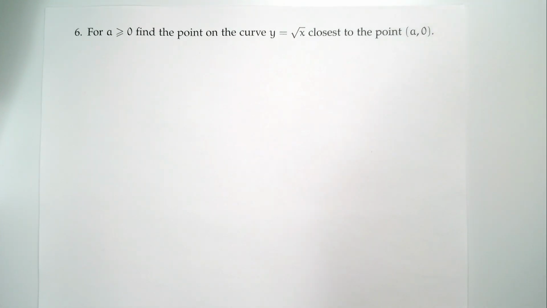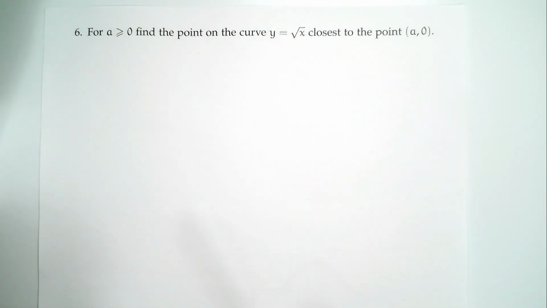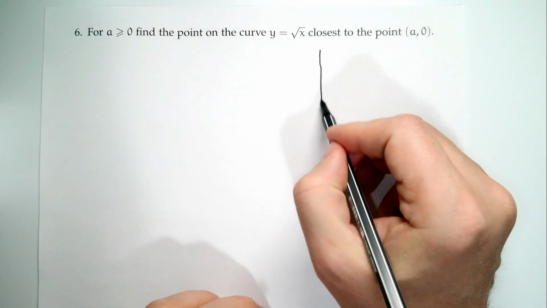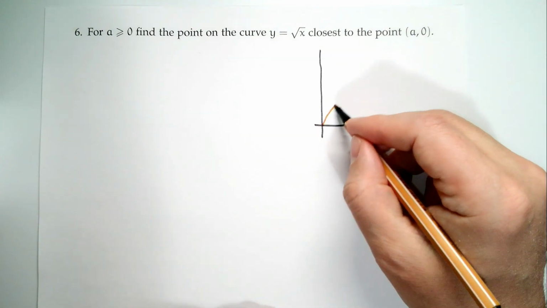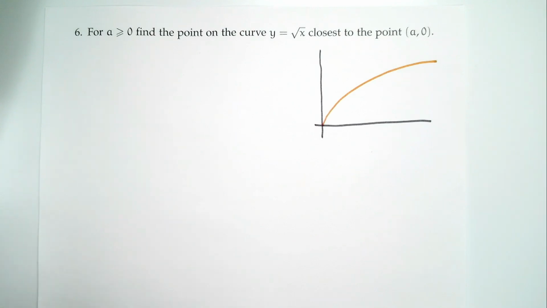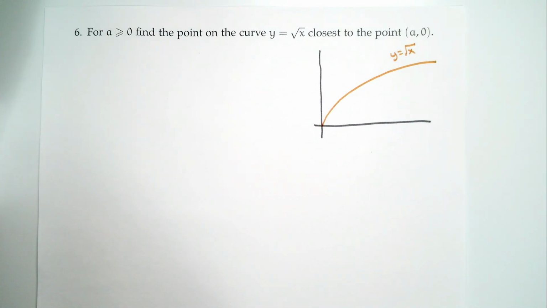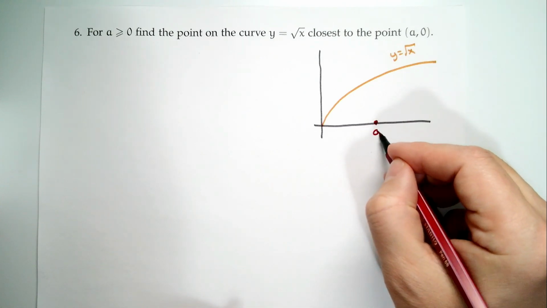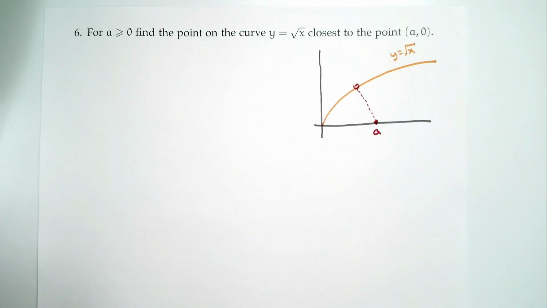For a greater than or equal to 0, find the point on the curve y equals root x closest to the point a comma 0. So we have the following. We have the curve y equals square root of x, which does something kind of square root like. So there's our curve y equals square root of x. And then here's our point A. And we're trying to find the point on the curve which is closest to A.